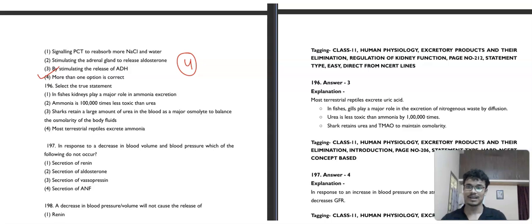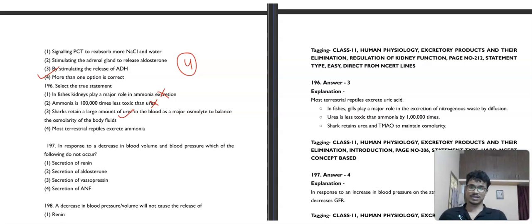Then question number 196. It is saying select the true statement. In fishes, kidneys play a major role in ammonia excretion. Okay, fishes kidney, I mean, where will the fishes' kidney come from? Ammonia is 1 lakh times less toxic than urea? No, ammonia is very toxic, the most toxic. Then sharks retain a large amount of urea in their blood as a major osmolyte to balance the osmolarity of body fluids. This is correct. This one is the correct one.